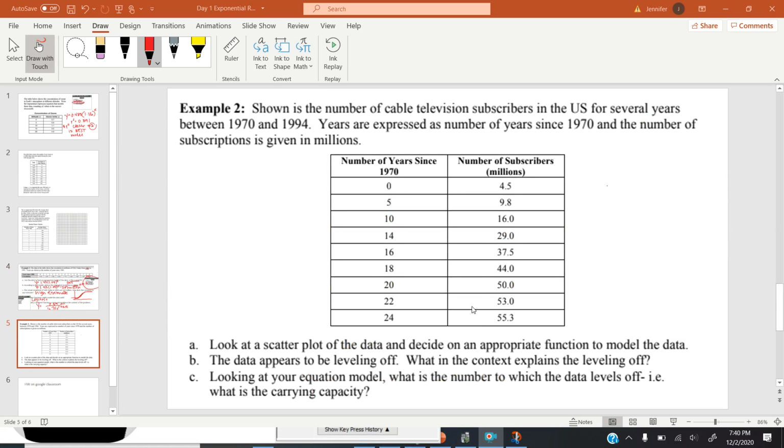Okay, so then here's another example, and it's talking about the number of cable television subscribers in the US in years since 1970. And it says in A, look at the scatter plot of the data and decide on an appropriate function. So scatter plot, that's what we were talking about whenever I turned the stat plot on.